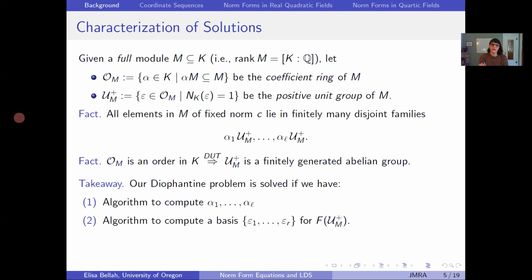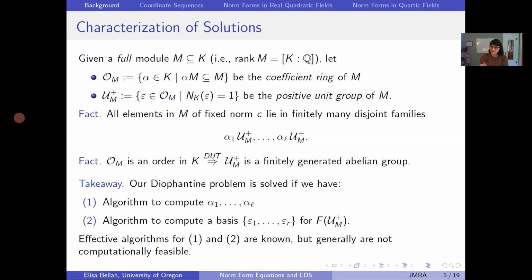And then secondly, an algorithm to compute a basis for the free part of your positive unit group. And so in theory, this problem is solved. There are effective algorithms for 1 and 2, but generally these are not computationally feasible. These are not things that you reasonably would be able to run and hand back answers. Okay, so we need to do something different if we want to understand explicit information about norm form equations.